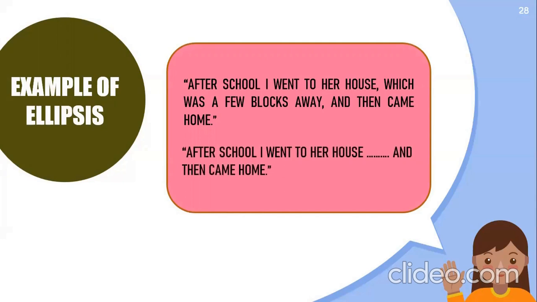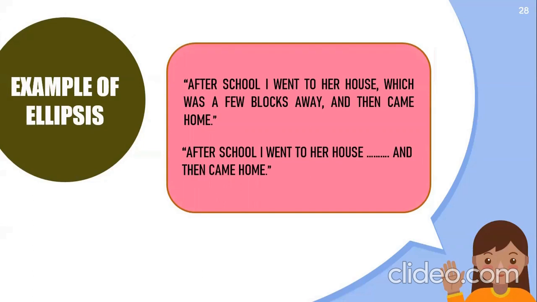and then came home. Now, this ellipsis is used over here in order to help the readers focus on this particular information: after school, where did I go? And then after that, what did I do? The part "which was a few blocks away" is omitted. At the moment, the writer feels it is not necessary for the readers to focus their attention on it.